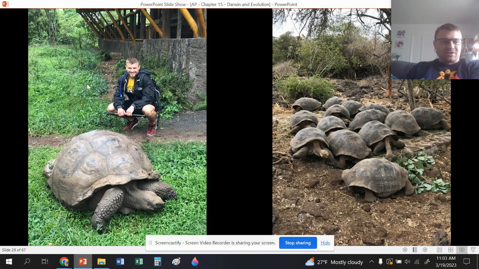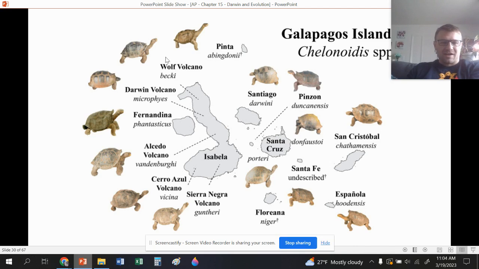And one of the species you can see here, this is me back in 2018. I went to the Galapagos Islands. These are the Galapagos tortoises, and these are some tortoises that are native to the islands there. You can see how each island has a different kind of shell, different kind of look, different overall appearance. And Darwin noticed this when he was going from island to island.